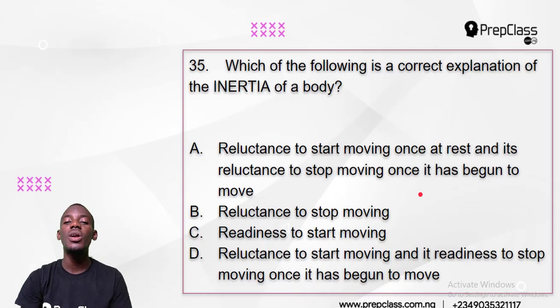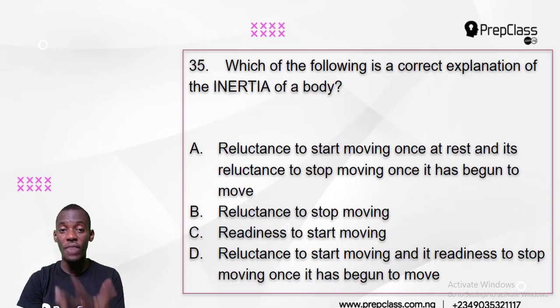Number 35. Which of the following is a correct explanation of the inertia of a body? You must have heard about inertia from the first law of motion. It is the law of inertia. It says that a body will remain at rest forever, or will move with uniform motion on a straight line unless altered by an external force. That is the first law of motion. It is also called the law of inertia.